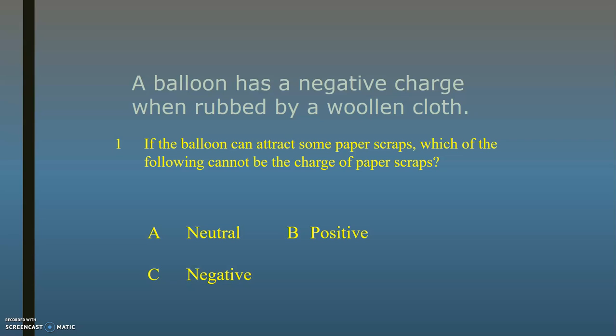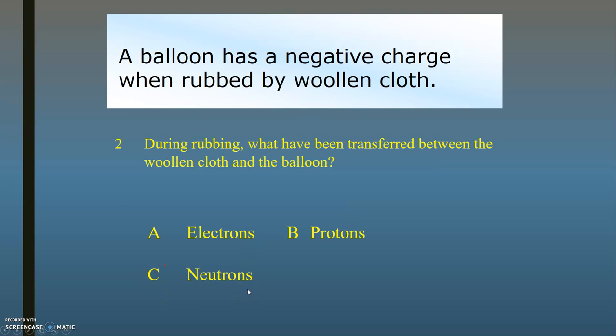So a balloon has a negative charge when rubbed by a woolen cloth. If the balloon can attract some paper scraps, which of the following cannot be true about the paper? They're negative, neutral, or positive. If you said that if they are negatively charged and they're attracted, they could either be conducted by induction, they can be attracted, or they could be positive and attract to the negative charge, but they cannot be negatively charged.